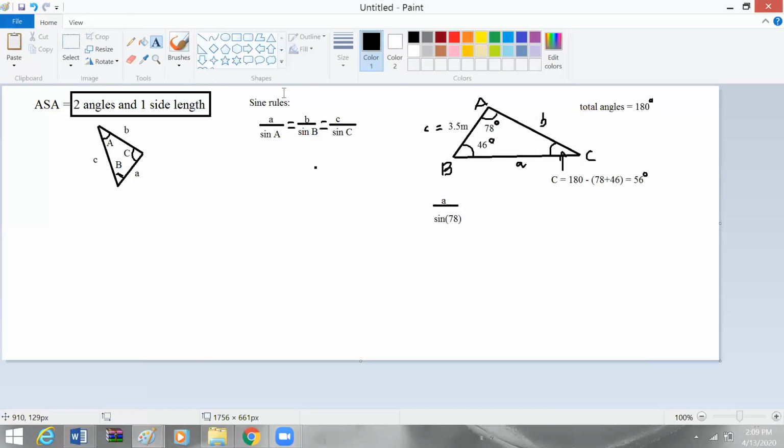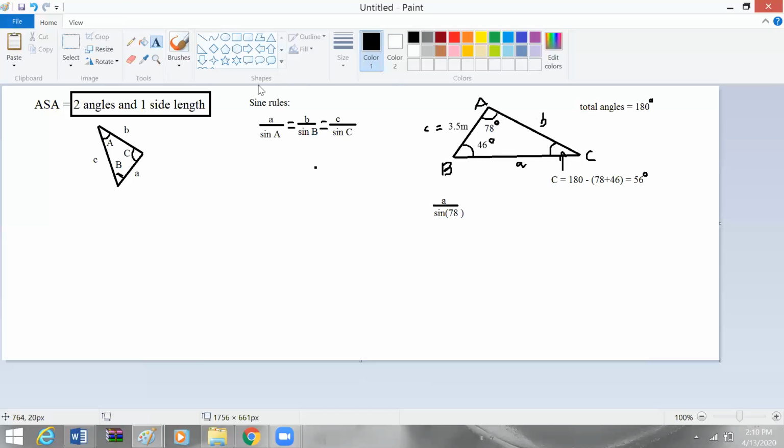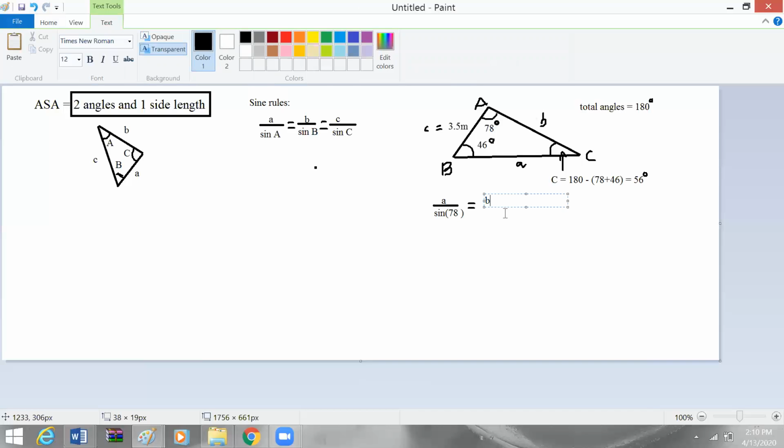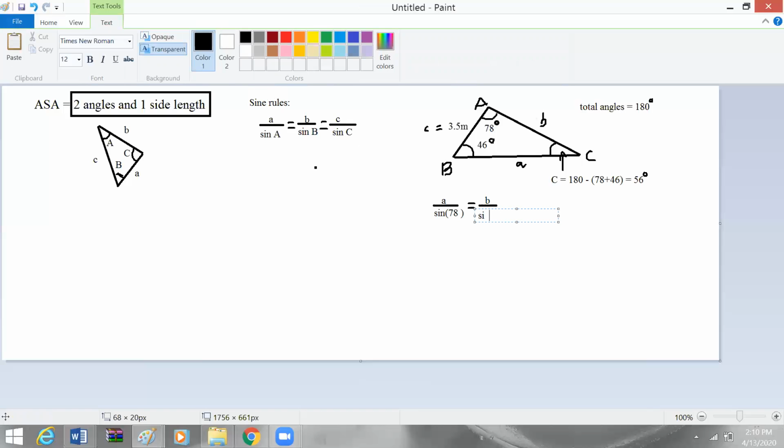Let me just erase, make it look better. Sine of 78 degrees, and I want that to be equal to b, the side length that we're looking for, over sine of B, and so on and so forth. We're going to deal with that correspondingly. So sine of B would be 46 degrees.